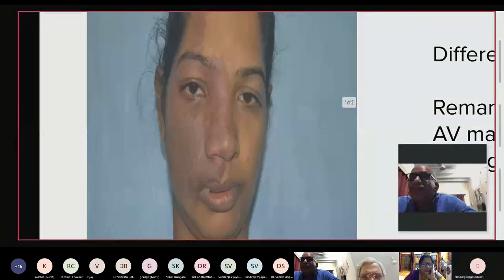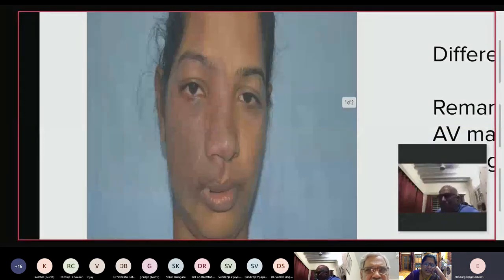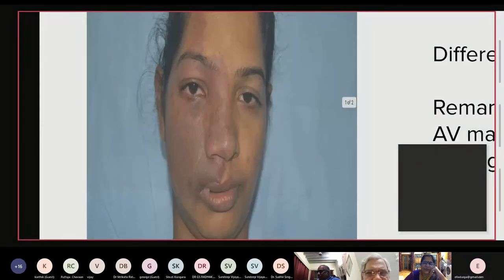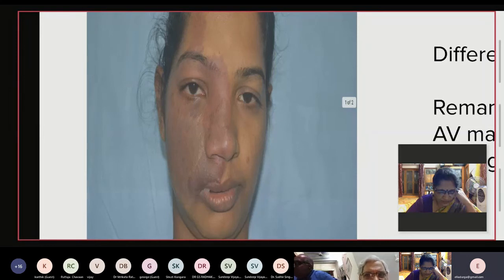See, where the capillary port wine stain is associated with AVM, which syndrome are you thinking of? Parkes Weber syndrome, sir. What is Parkes Weber syndrome? It is mainly seen in the extremities, sir. It is associated with enlargement of the limb with AV malformations, and on the superficial side, we will have capillary malformations, sir.